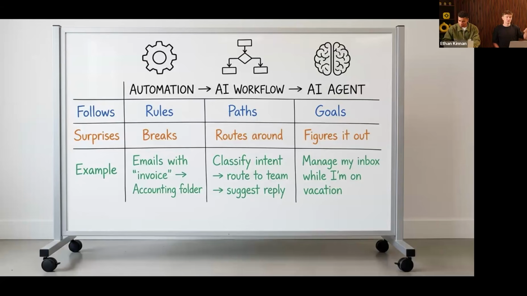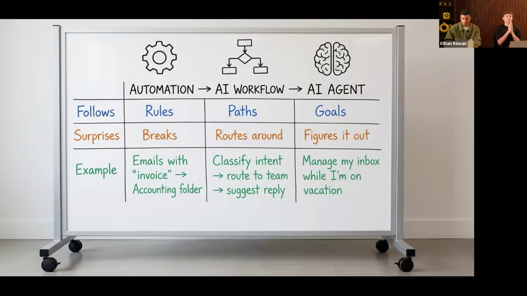So it's like very traditional rules-based automation. On the right-hand side, an AI agent just figures it out. So instead of giving a path and steps, you just give the AI agent a goal. You give it a goal and tools, and it's just going to try to figure out how to get to that goal, just like a smart intern.